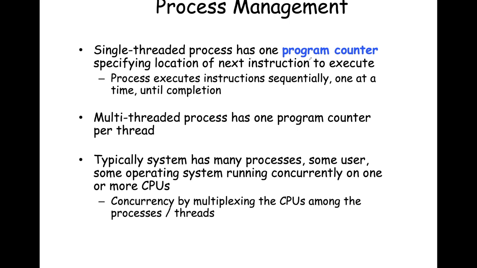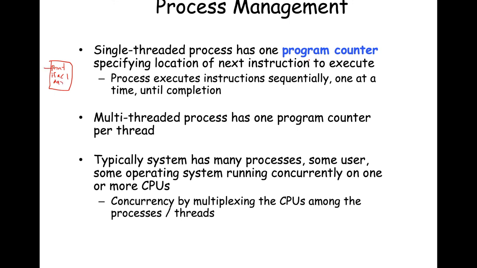So a single-threaded process has only a single program counter, meaning it only executes one location at a time in your program. And it specifies the location of the next instruction within the program code to execute. A process executes instructions sequentially, one statement at a time. So if you have a program and it says print as the first command, and it says if A is less than one, then do something.